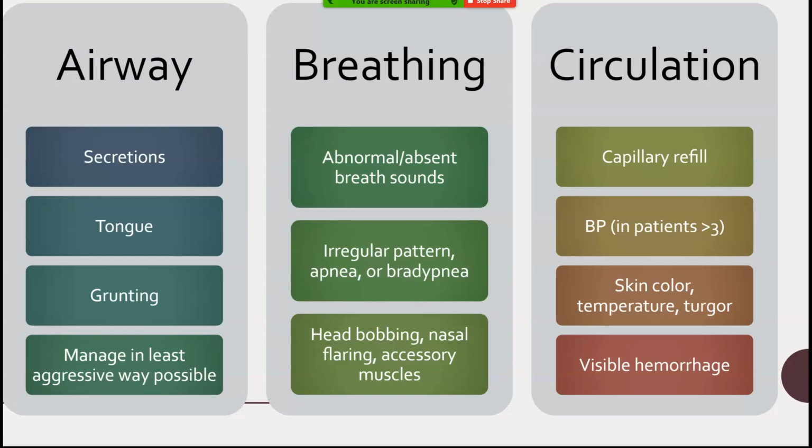Breath sounds, right? If you have a hard time hearing the breath sounds, you might want to try to move to a more quiet environment. How is their breathing? One of the most dangerous things that you can see with a baby or a child is head bobbing, okay? When they start to do the head bobbing, they're starting to get tired. That means that maybe you need to ventilate that baby or child.